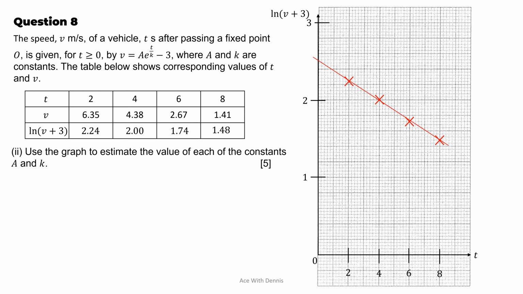Next, for the second question, use the graph to estimate the value of each of the constants a and k. 5 marks. So the first thing we need to do is find the gradient of the graph, which is m equals y2 minus y1 over x2 minus x1. We can use any 2 points from the data here. So let's choose this point and this point. So the gradient will be 1.48 minus 2 over 8 minus 4. And we get negative 0.13.